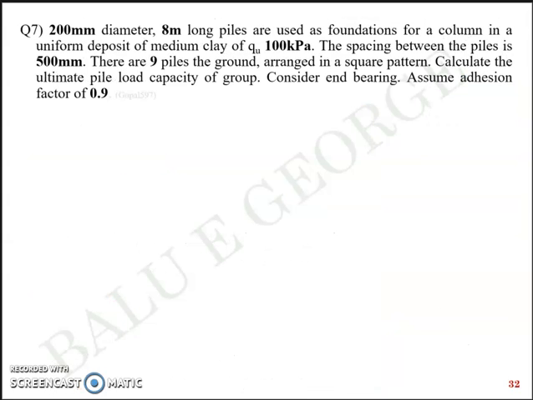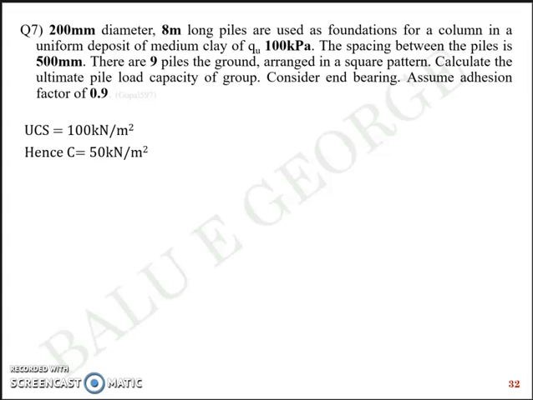Moving on to the next question. 200 millimeter diameter, 8 meter long piles are used as foundations for a column in a uniform deposit of medium clay of QU 100 kilopascal. The spacing between the piles is 500 millimeters. There are 9 piles in the ground arranged in a square pattern. Calculate the ultimate pile load capacity of the group considering end bearing and assuming adhesion factor of 0.9. So the data given in the question, UCS is 100. So you can have C is equal to 50 kilopascal, right?